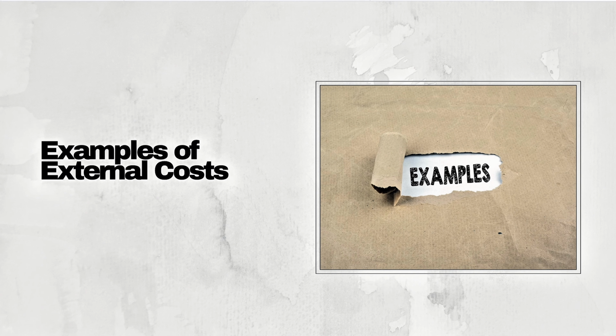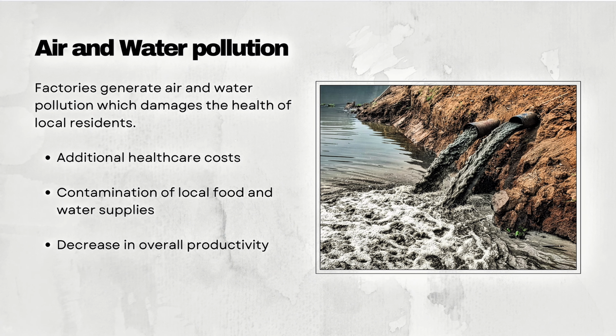Moving on to some examples of external costs. Firstly, air and water pollution. These are generated by factories, and polluting the air and water damages the health of local residents. The consequence of this is that society experiences additional healthcare costs. This could be due to the contamination of local food and water supplies. This will be a significant burden to the government as they will be spending money on healthcare and hospitals, and the overall productivity of the economy will decrease.